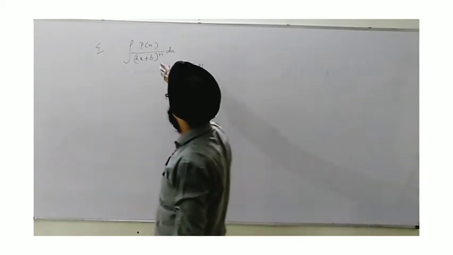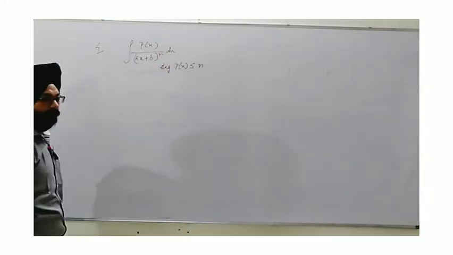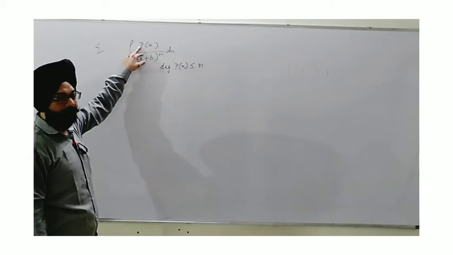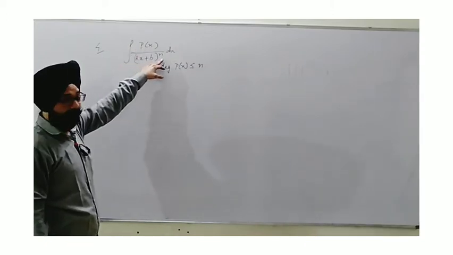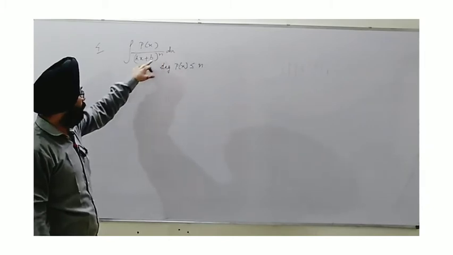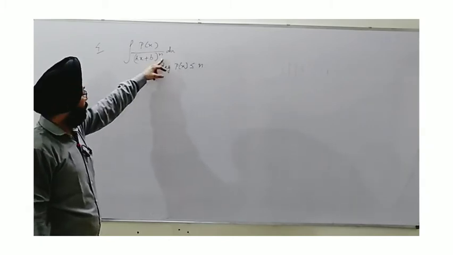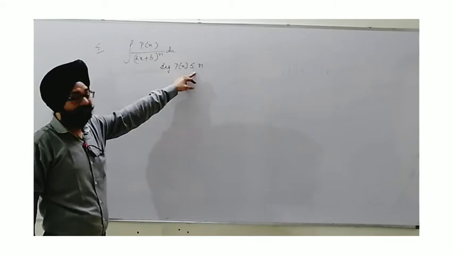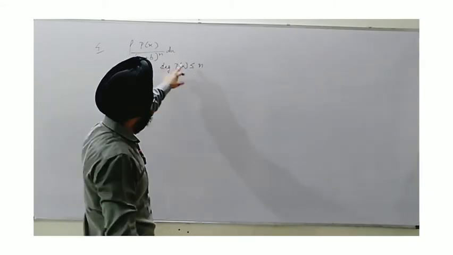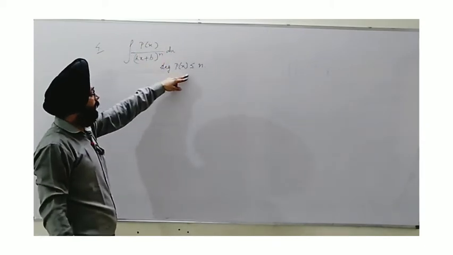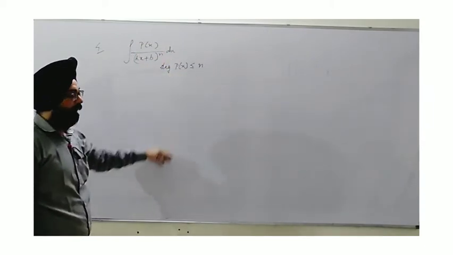What I have taken here again, we have got px upon qx form. The numerator is px, and the denominator is given as ax plus b raised to the power n, a linear polynomial with some power. And here the condition is that the degree of px is less than or equal to n. Suppose it is equal to n.